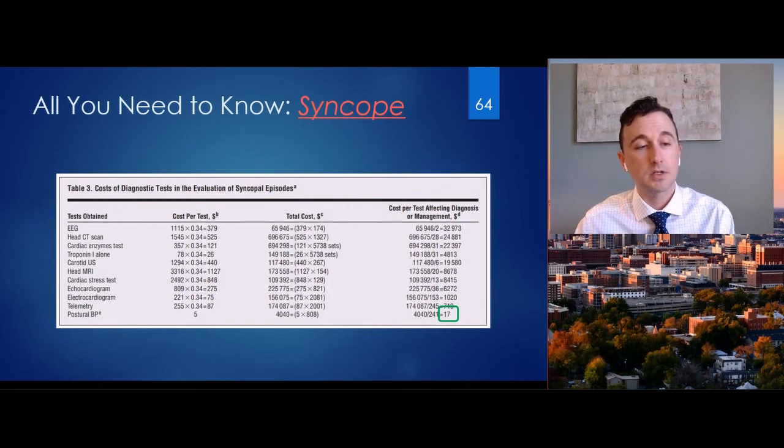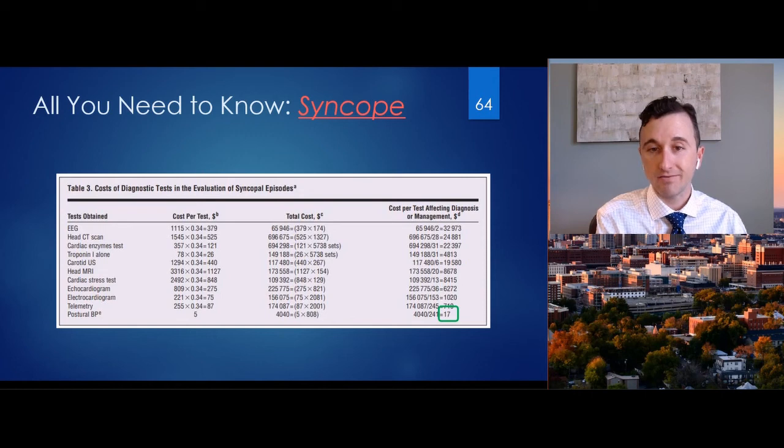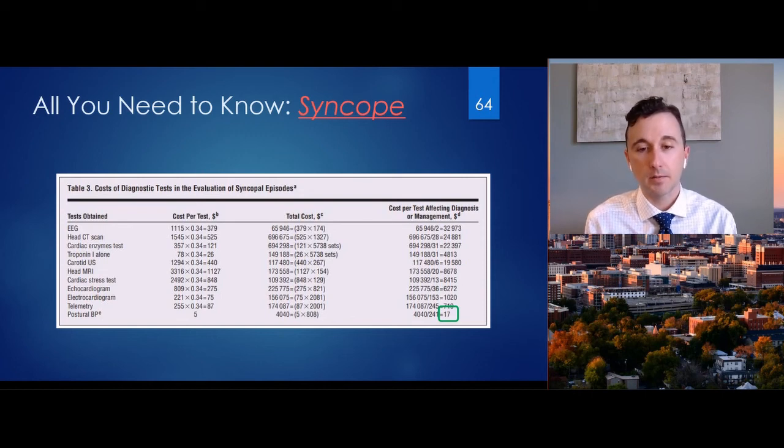And what about cost? So this table here gives you the cost per test, and then it tells you the cost per test to actually affect management. At the very bottom is the orthostatic vital signs. It costs $17 for orthostatic vital signs to affect management. Okay. On the other hand, head CT costs $24,000. You had to spend $24,000 on head CTs until it affected management in syncope. And this was, like I said, 10 years ago. This number is probably 30, 35 grand now.